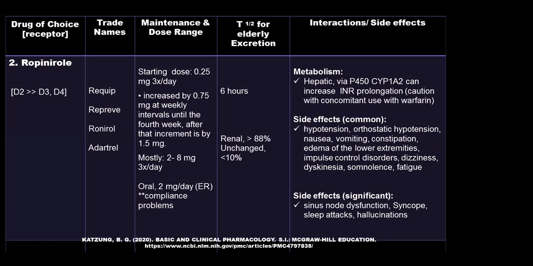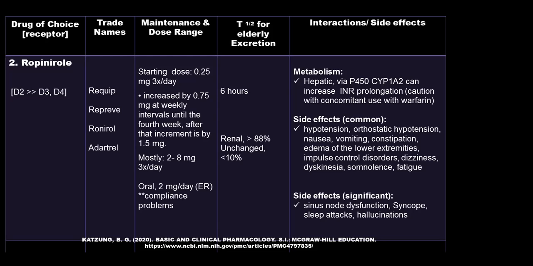The second one would be ropinirole, which has a high agonist affinity for the dopamine D2 receptors. So it is effective as a monotherapy and can be used with levodopa to smooth out response fluctuations. So the standard form is given 3 times daily, but a prolonged release form can be taken once daily. So this drug is metabolized by the hepatic CYP1A2, and other drugs metabolized by this isoform, which include caffeine and warfarin, may reduce its clearance. So adverse effects and contraindications are similar to those of pramipexole.